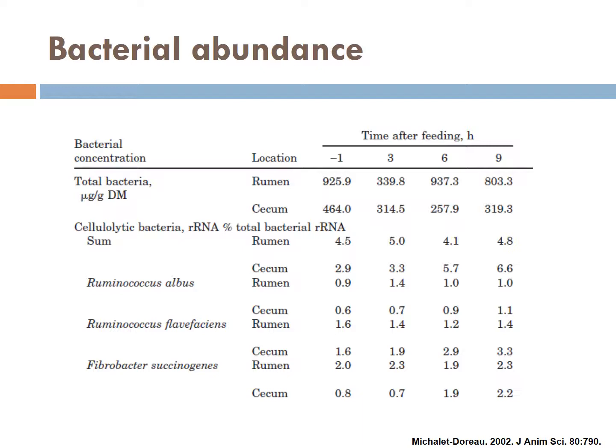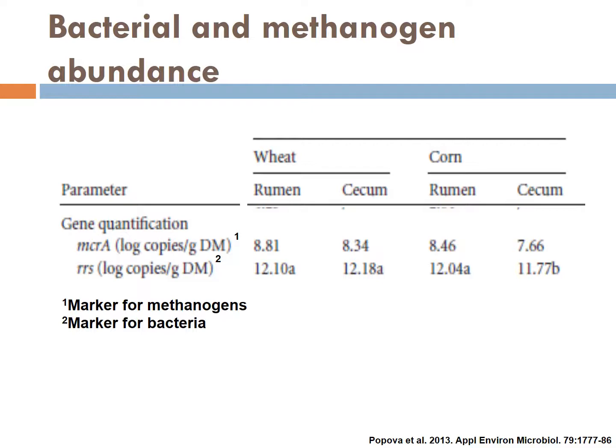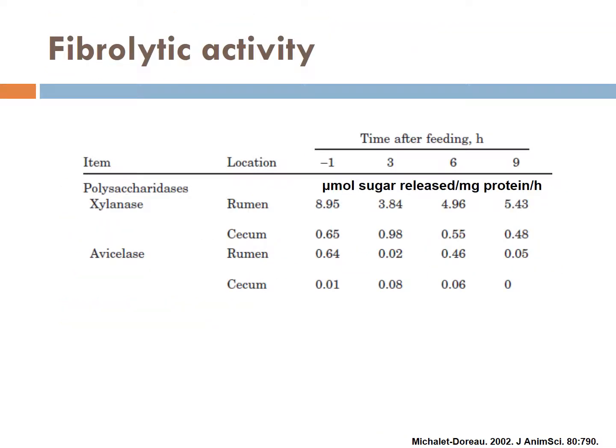This study compared the abundance of bacteria as well as methanogens using genes that are markers for those two groups. We see that both methanogens and bacteria were in nearly equal concentrations in the rumen and cecum for two different diets, wheat and corn. The data that we've examined to this point were for abundance alone.